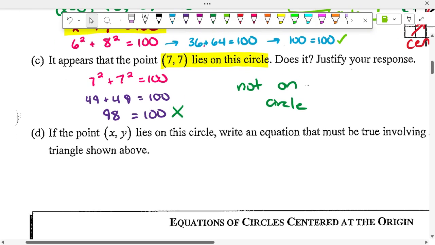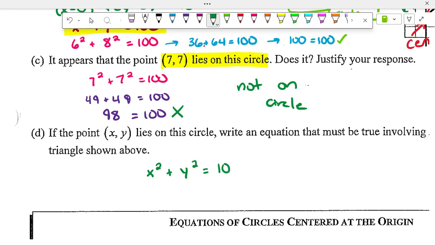Now, it asks us to rewrite the equation involving the triangle and the point above. It's just that same equation that we came up with: x squared plus y squared is equal to 100. We don't even have to do the work for that because we already did it. Kind of jumped the gun, but we did that in the Delta Math, so it's okay.